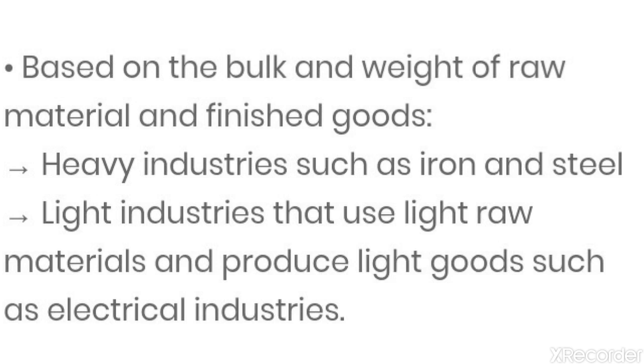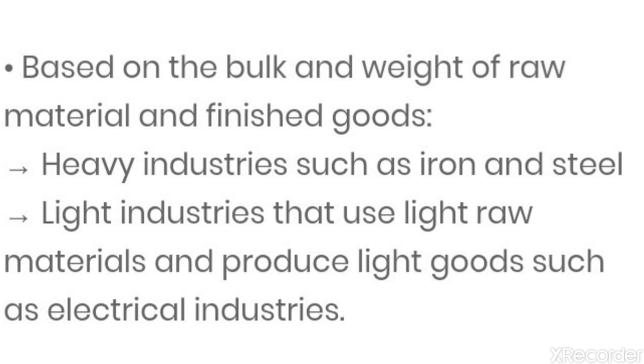Next, the last classification of industries: on the basis of bulk and weight of raw materials used. On the basis of bulk and weight of raw materials and finished goods, industries can be classified as heavy industry and light industry. Heavy industries use raw materials which are heavy in nature, and the goods that they produce are also heavy in nature.